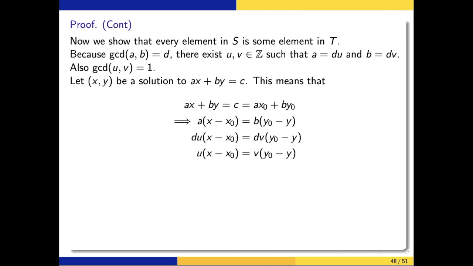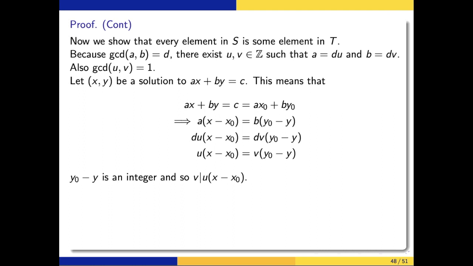This means that ax plus by equals c, but it also equals ax0 plus by0, because that is a particular solution. And rearranging, we get that a multiplied by (x minus x0) is equal to b multiplied by (y0 minus y). But a was equal to du and b was equal to dv, and substituting these in, we get that du multiplied by (x minus x0) is equal to dv times (y0 minus y). And cancelling out the d, which is non-zero, we get that u multiplied by (x minus x0) is equal to v times (y0 minus y).